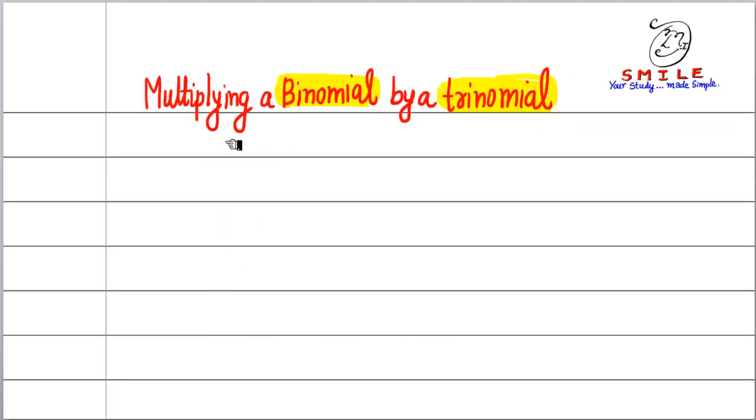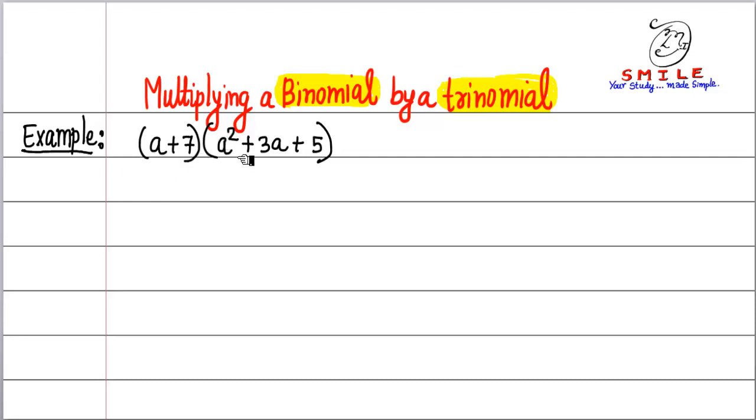Let us proceed further to multiplying a binomial with a trinomial. Now the example is, we multiply a plus 7 multiplied by a square plus 3a plus 5. This part is the binomial and this part is a trinomial as it has 3 terms. So in this multiplication we'll get 2 terms and 3 terms. So 2 multiplied by 3, we'll get a total of 6 terms, which may reduce to 5 terms or 4 terms depending on whether there are like terms, so they get added up.